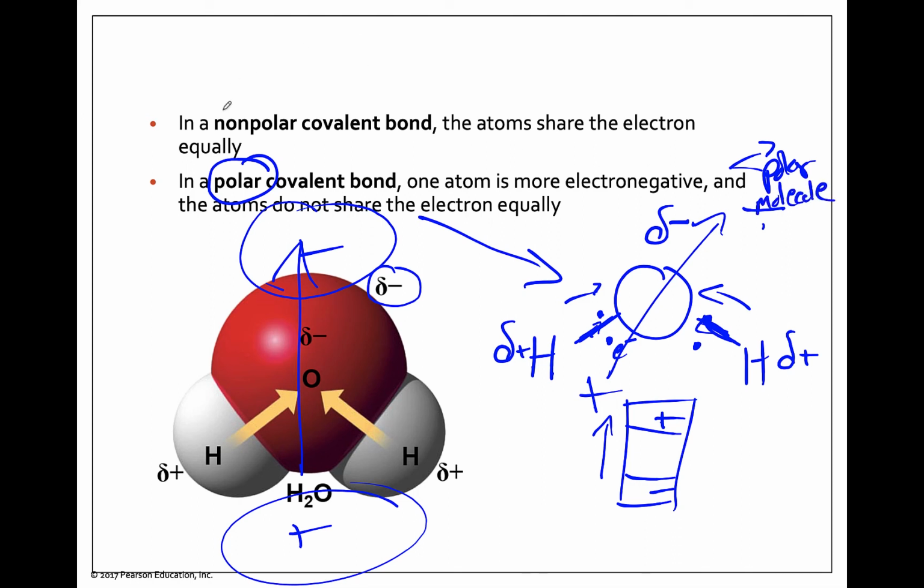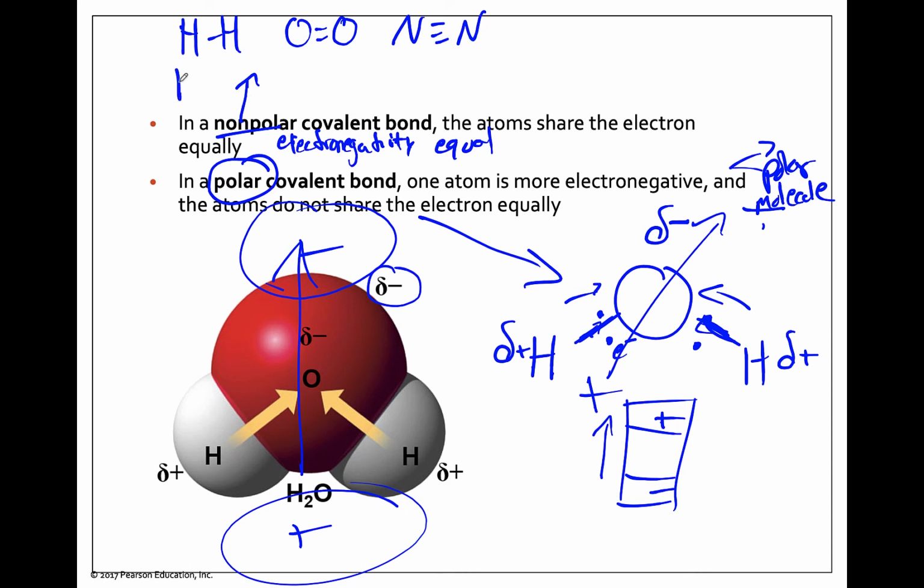A nonpolar covalent bond is anytime the atoms are going to share equally. This is because the electronegativity is about equal. So this happens with anything when it shares with itself. So hydrogen to hydrogen, oxygen to oxygen, nitrogen to nitrogen. Those are all going to be nonpolar because if you think about it, the electronegativity of hydrogen is the same as the electronegativity of hydrogen. And so they're both going to pull on the electrons with the same strength. So the electrons are going to end up right in the middle.